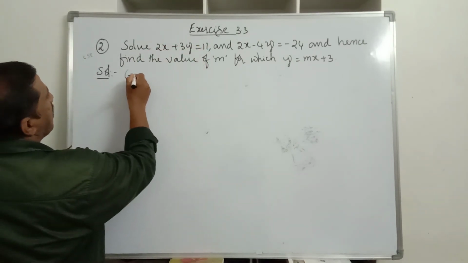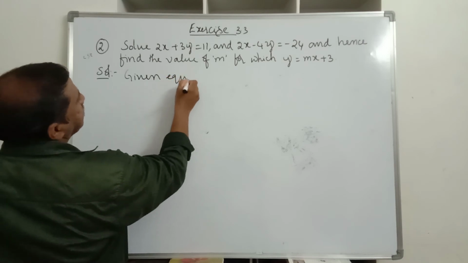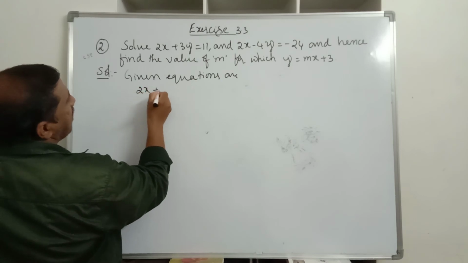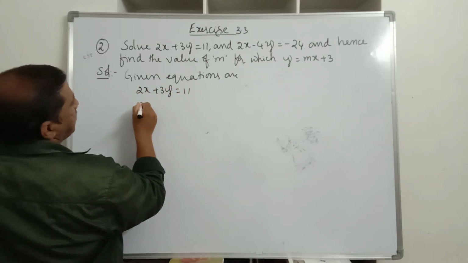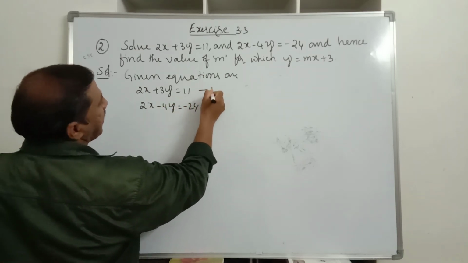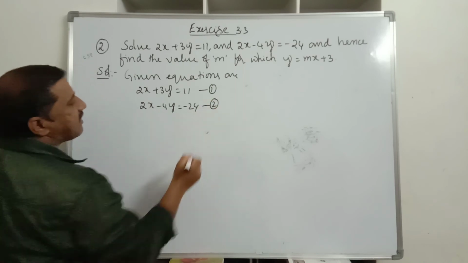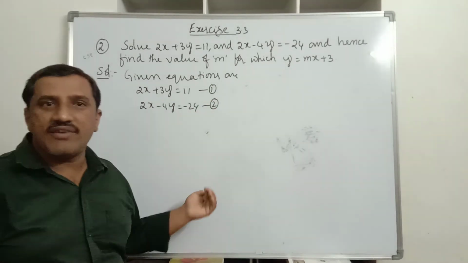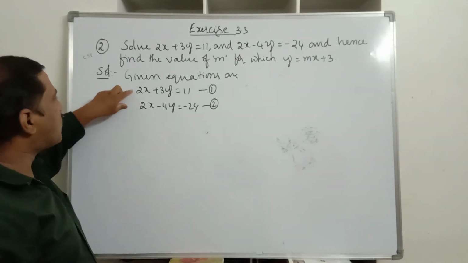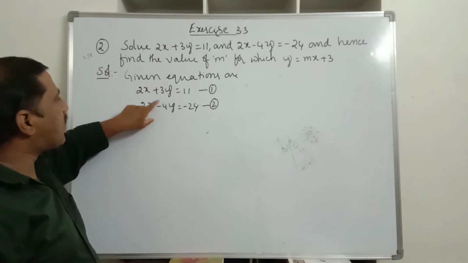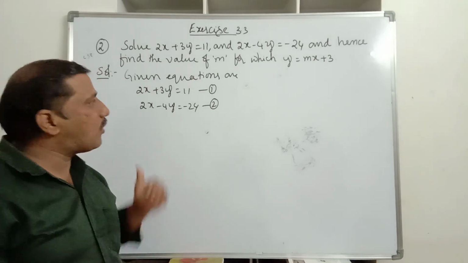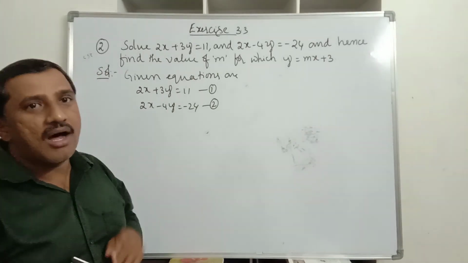So what are the given equations? The given equations are 2x plus 3y is equal to 11 and 2x minus 4y is equal to minus 24. Take this as equation 1 and this as equation number 2. Use the substitution method that we have discussed so far. Here a1 by a2 is 2 by 2, b1 by b2 is 3 divided by minus 4, so a1 by a2 is not equal to b1 by b2. Hence the substitution method is applicable, and we solve it.